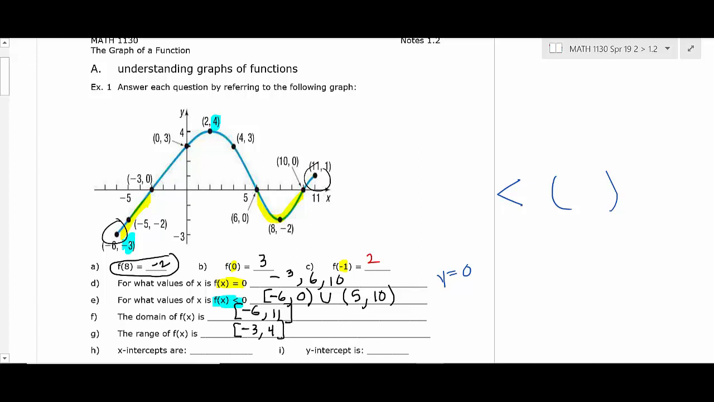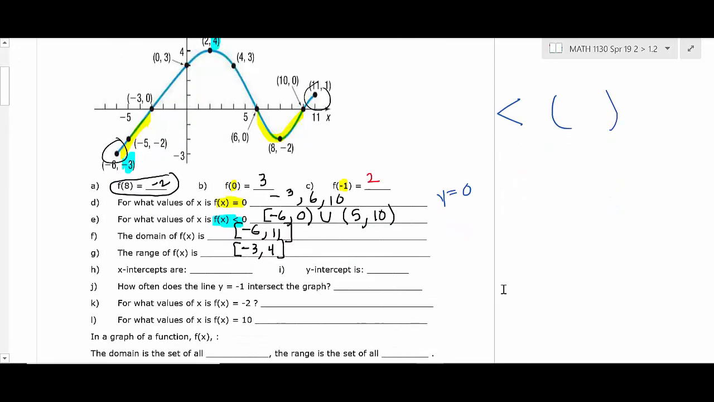Okay? All right, everybody got this okay? This hopefully is background stuff that you just want to review. Okay? Now the next thing is the x-intercepts.